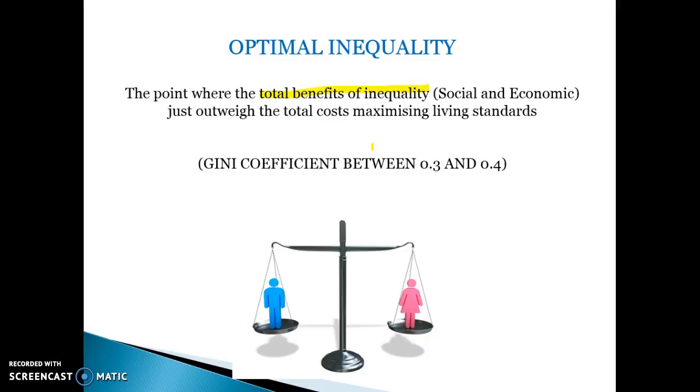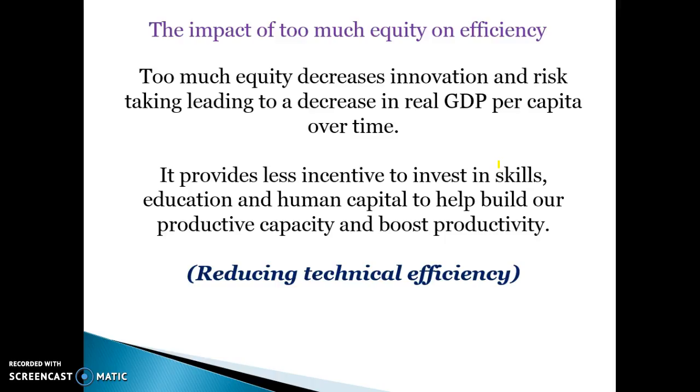So we've talked about both the benefits and costs associated with inequality. We want to find the point where the benefits just outweigh the costs. And it generally occurs at a Gini coefficient of around 0.3 to 0.4. So what's the problem with too much equity on efficiency? Well, too much equity, which we discussed briefly in the last video, decreases the incentive to be innovative, to take risks, and work productively, which will boost our real GDP per capita over time.